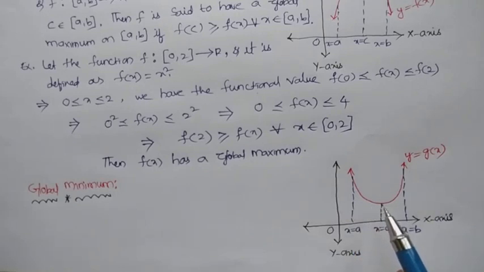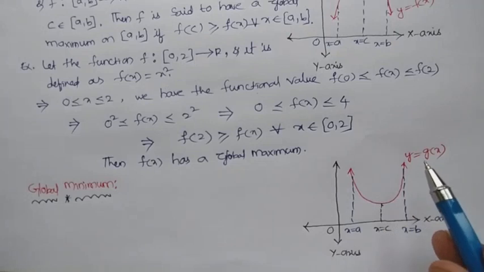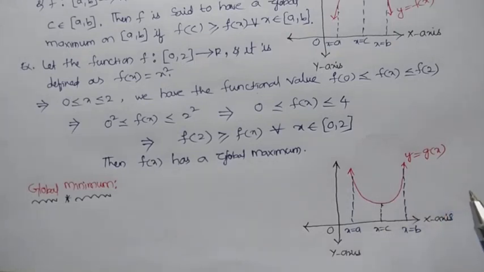So in this case f of c is less than or equal to f of x for all x belonging to the closed interval a comma b. Then what can we conclude? The function y equals g of x has a global minimum. So now the definition.